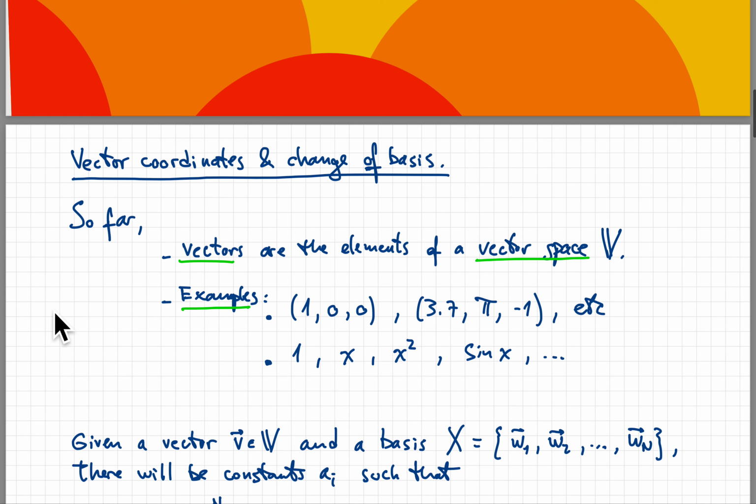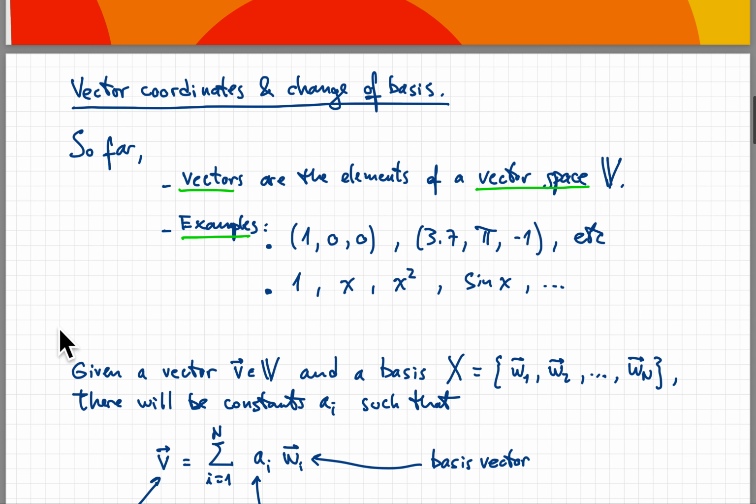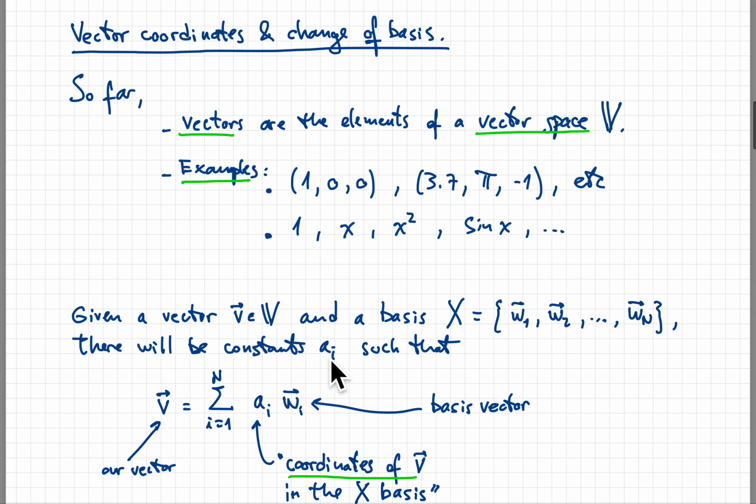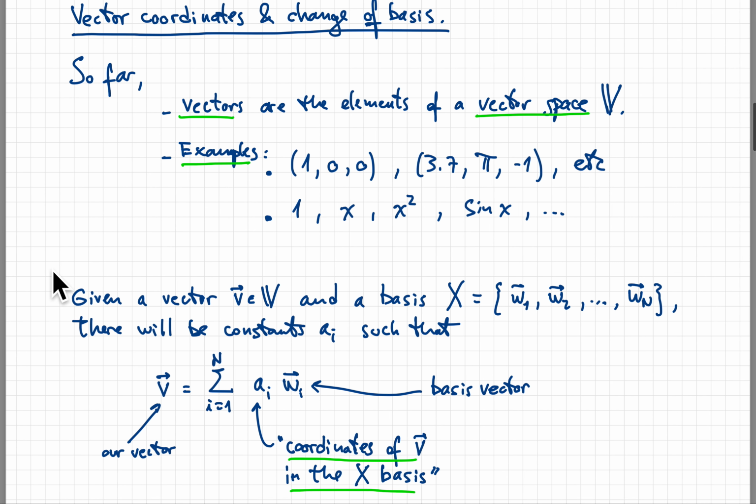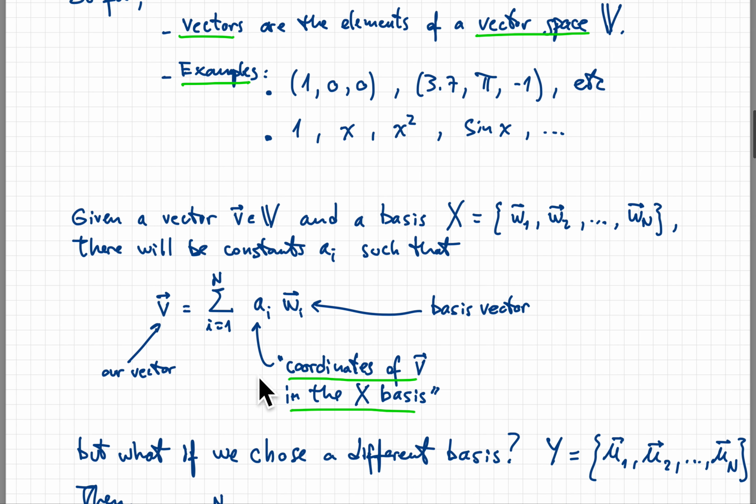Now, given a vector in our vector space and a basis, remember what we call the basis, that is a set of linearly independent vectors that span the vector space, then there will be, by definition, some constants a_i, such that our vector can be written as a linear combination of the basis vectors. So the basis goes from w1 to wn. That means that our vector space is n-dimensional, and by definition it spans the vector space. And so spans means precisely this, that any vector, here a particular vector we picked, can be written as a linear combination of the basis vectors. And these constants a_i, which exist by definition of what we mean by basis, are what we call the coordinates of v in the x basis.